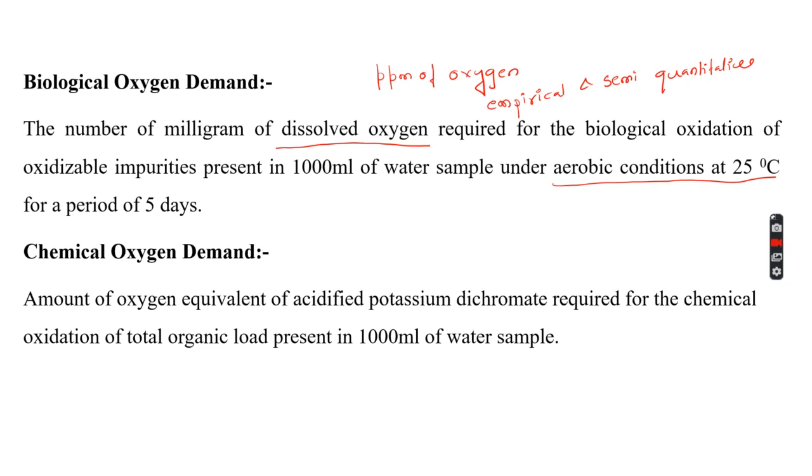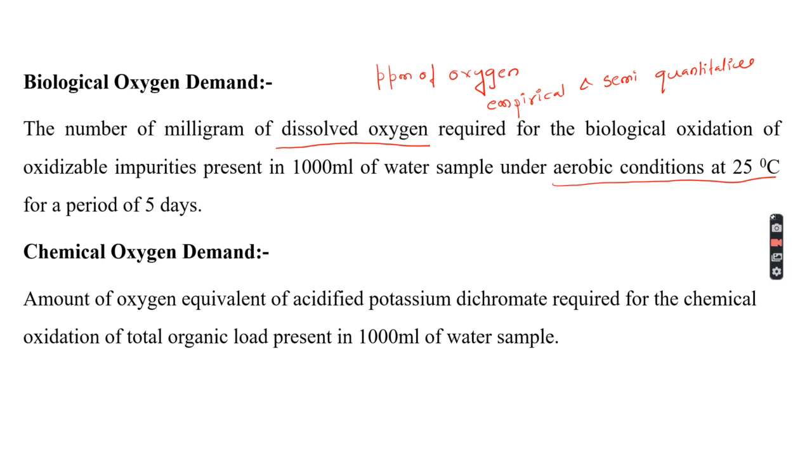So the other method used to predict the organic load in the water is called chemical oxygen demand, COD. The BOD value takes into account only biologically degradable or oxidizable impurities and does not account for biologically non-oxidizable or very slowly oxidizable impurities. To overcome these difficulties, we use another parameter called chemical oxygen demand.